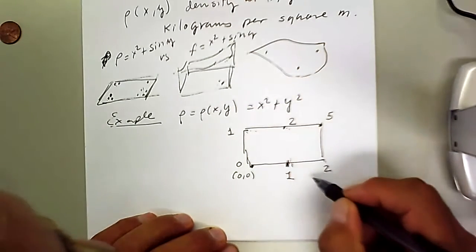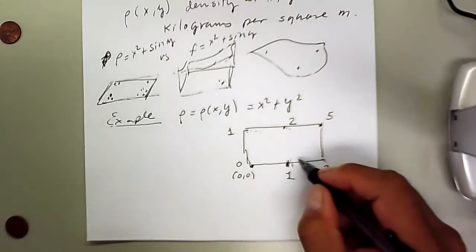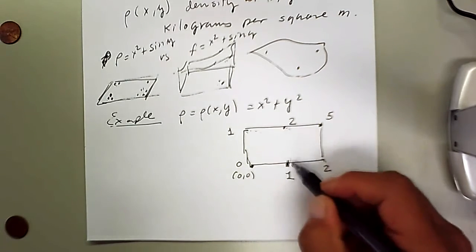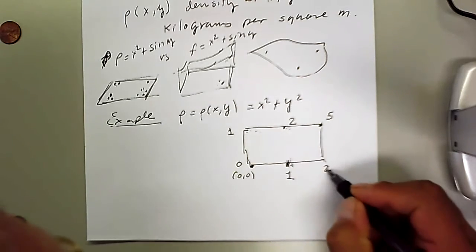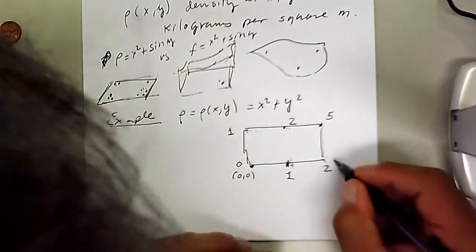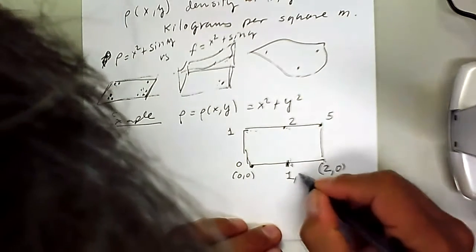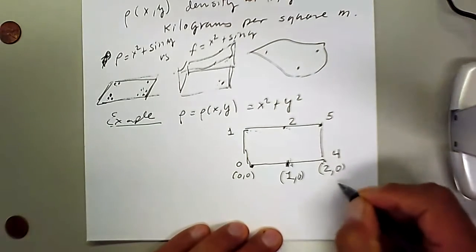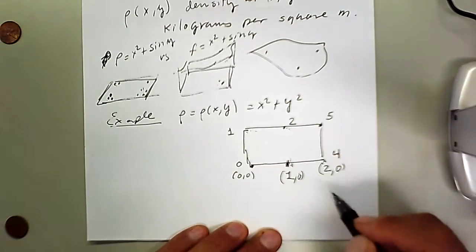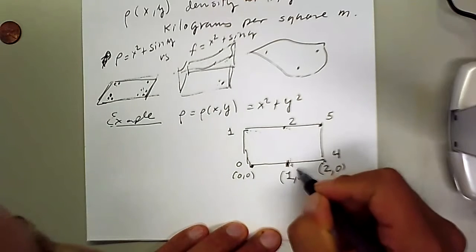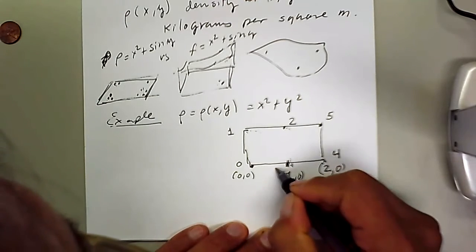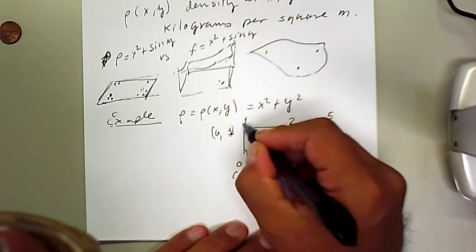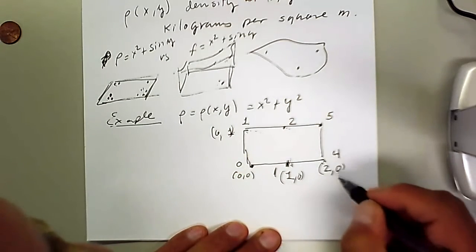Oh, I lied. Why is it 2 here? Let me just double check. Oh, this 2 is not the density. I lied about this 2. This is 2, 0. 1, 0. There we go. The density here is 4, because we have 2 squared and 0 squared. The density here will be 1. The density is 0 there. This point is 0, 1, and the density is 1. There we go. Now we're good.